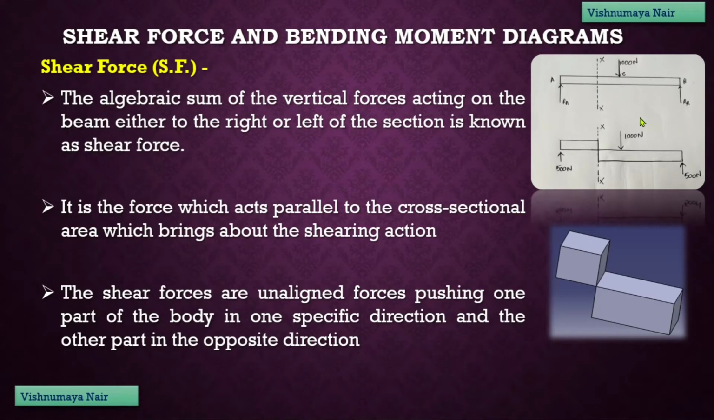And the shear forces always act in a direction parallel to the cross-sectional area. This is the cross-sectional area of the beam. And the shear forces, which are the vertical forces, always act in a direction parallel to the cross-sectional area of the beam and perpendicular to the axis of the beam. Axis of the beam will also be horizontal. And these vertical forces will always be perpendicular to the axis of the beam and parallel to the cross-sectional area of the beam.